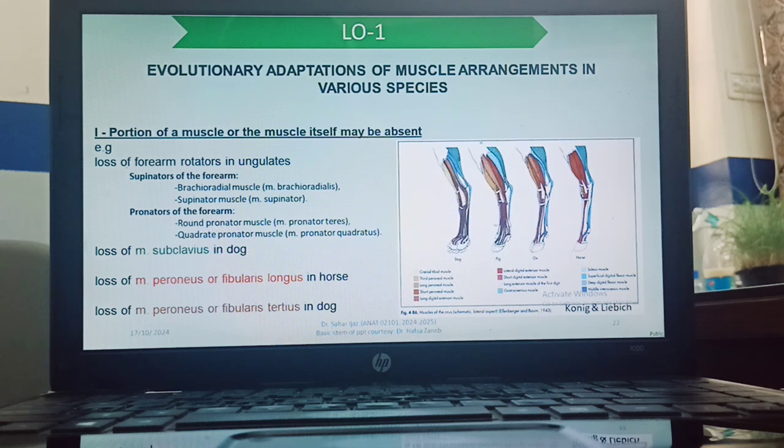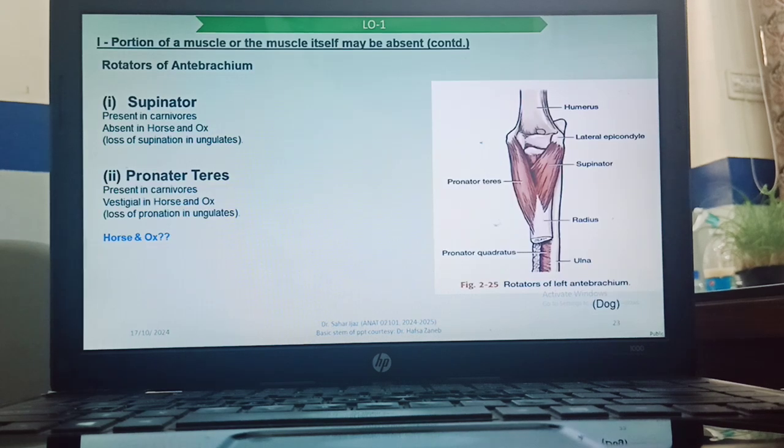dog, but in case of the other two animals, the pronator, if it is present, which is many times visible there, these fibers are not working as pronator. So they can simply do flexion when they try to generate force, cannot pronate because the bones do not allow it. So they're almost vestigial there.